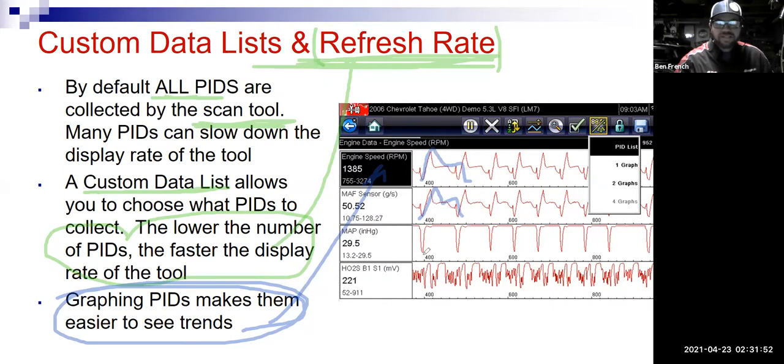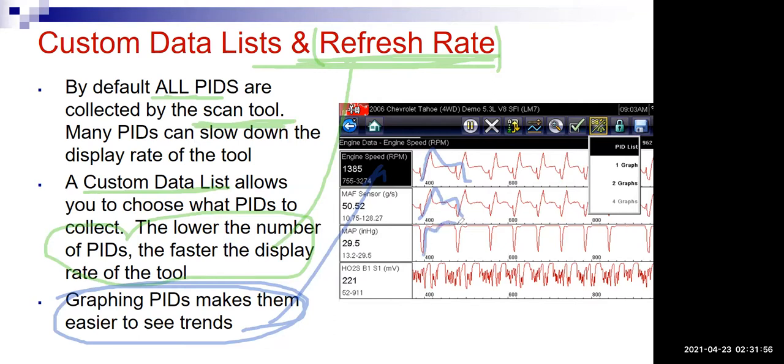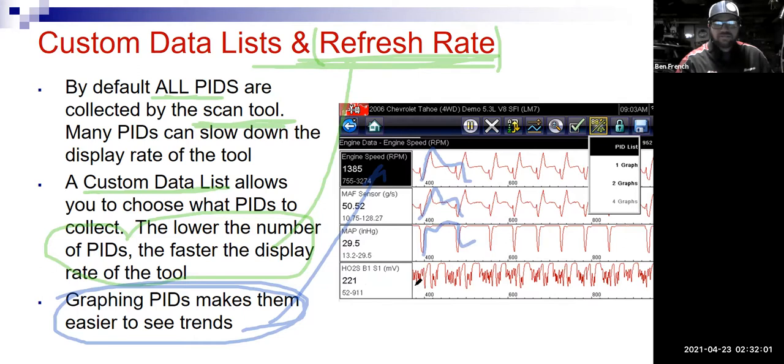So here we can see the manifold absolute pressure and how it's changing on there. And so anyways, we're seeing how stuff corresponds together. Now, this is from the demo mode of the Snap-on scanner. And so basically they have one little short segment that they replay over and over and over is all you're looking at there.